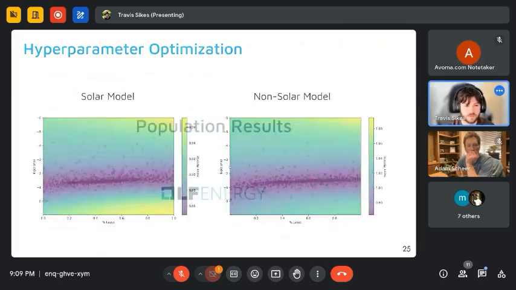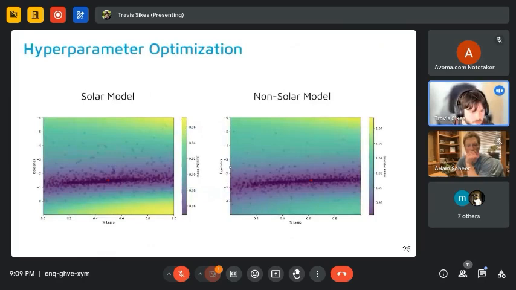So this, oh, I thought I had more information here. Oh, okay. So for the hyperparameter optimization, let's look at the two overheads.